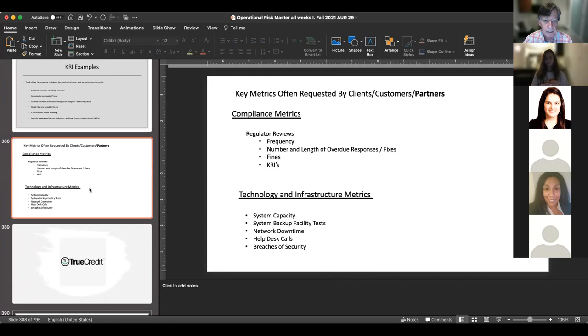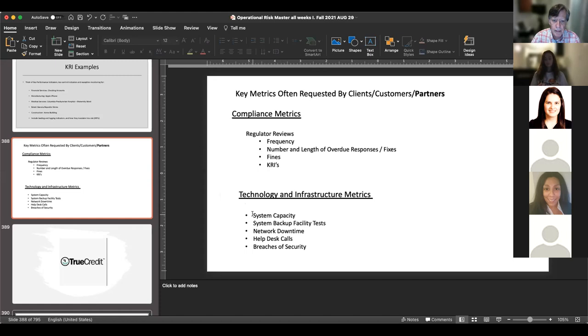Other key control indicators and other metrics for key risk indicators are the frequency of regulatory reviews. If you get a lot of them, that indicates a problem. The length of overdue responses, if there are any fines. There's also technology and infrastructure metrics.